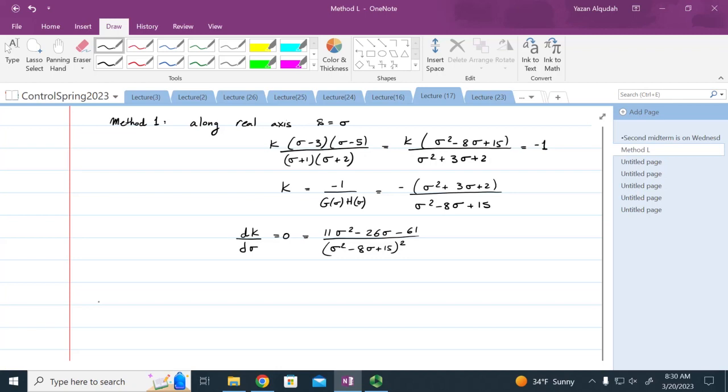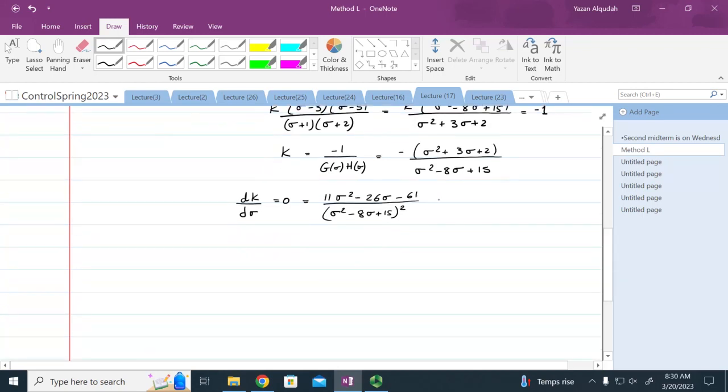Okay, so I mean the rule: the derivative of the numerator multiplied by the denominator, minus the derivative of the denominator multiplied by the numerator, divided by the denominator squared. Okay? Or you can use any rule as long as it gives you the right result.